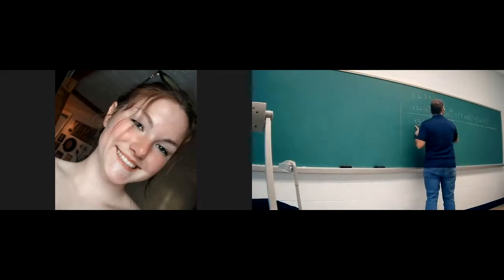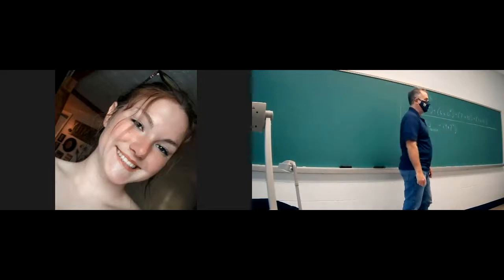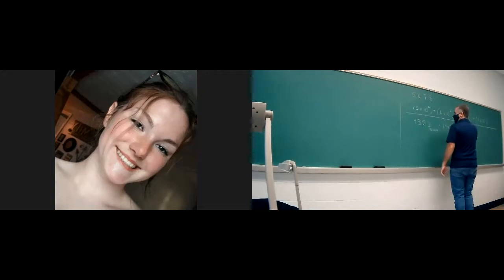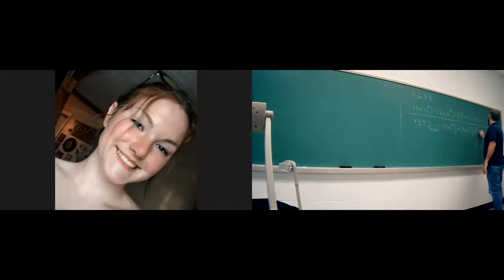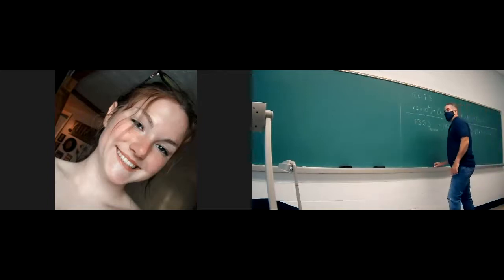I'm going to have 4 times, not 10 cubed, but what? 7 cubed. And then down the line, plus 3 times 7 squared, plus 5 times 7 to the first, plus 2 times 7 to the 0. And then all we have to do at that point is crunch the numbers.